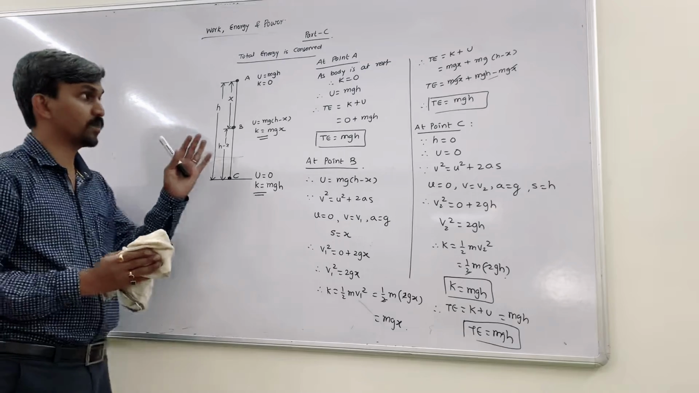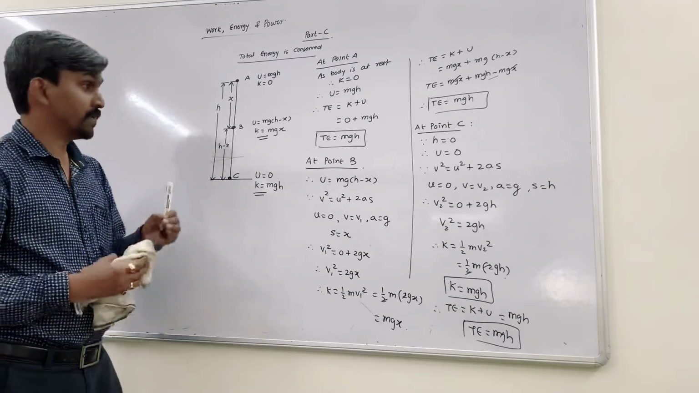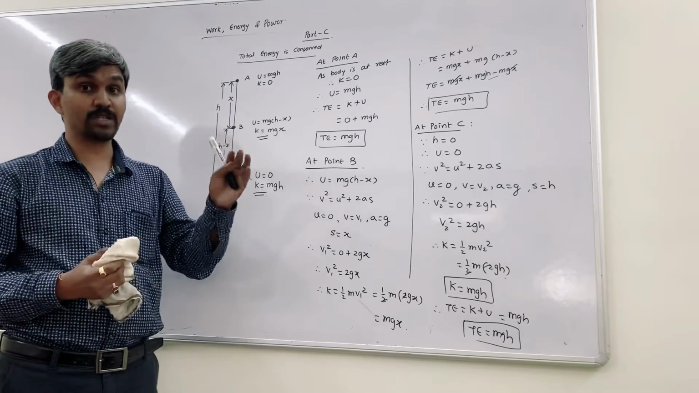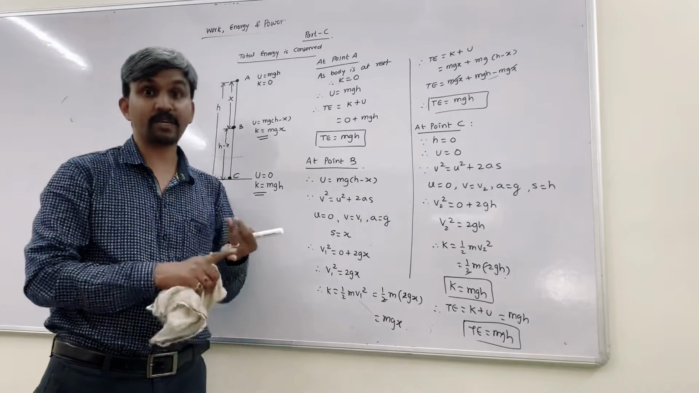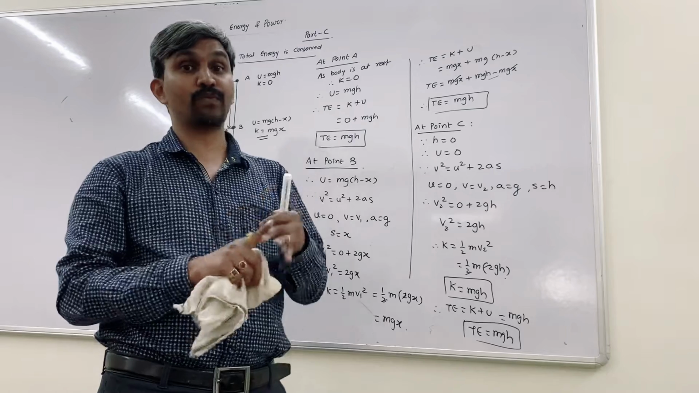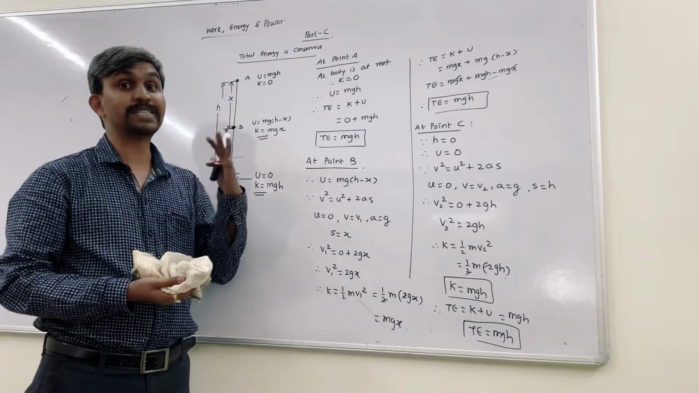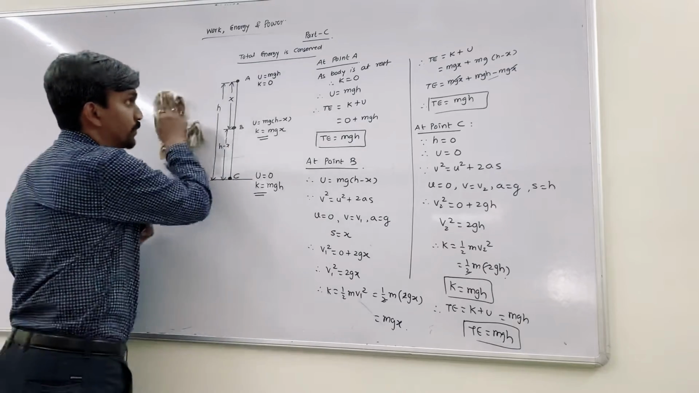They can ask for this derivation for 4 marks. Now if they ask this derivation, you should write the law of conservation of energy: that energy can neither be created nor be destroyed, but can be transformed from one form to another, and the total energy of the system remains the same. That statement you should include.